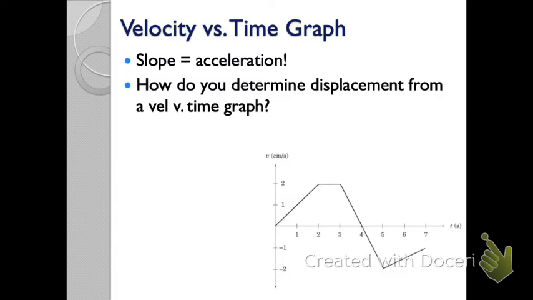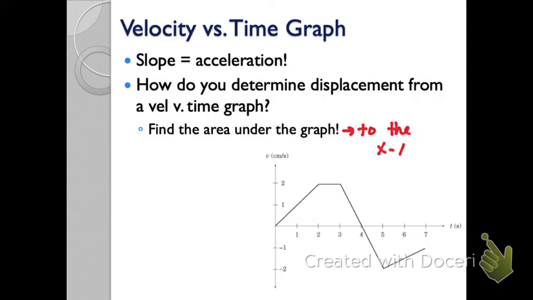But is there a way for me to determine the displacement of my object? Can I tell how far it has traveled from a velocity versus time graph? And the answer is yes. It's kind of a little shortcut, trick to how to do that. But the way you do it is to find the area under the graph. And I'm going to make a little more of a distinction here: the area under the graph to the x-axis.